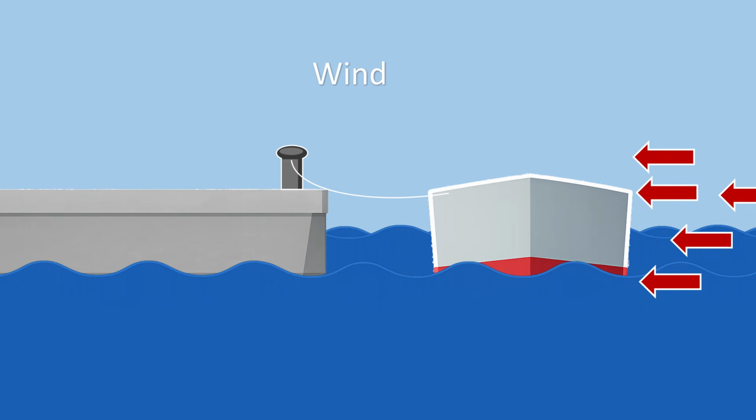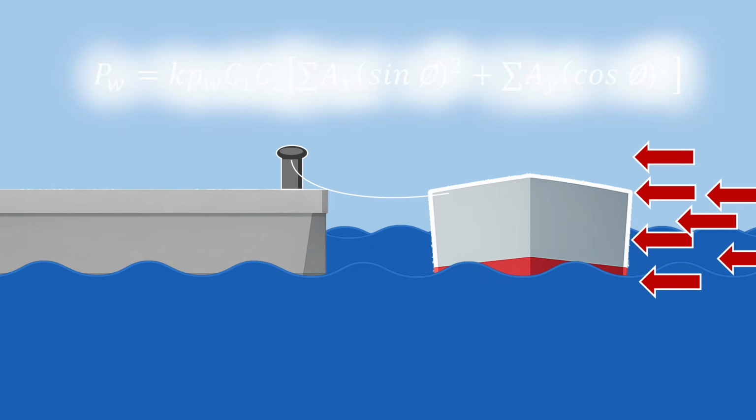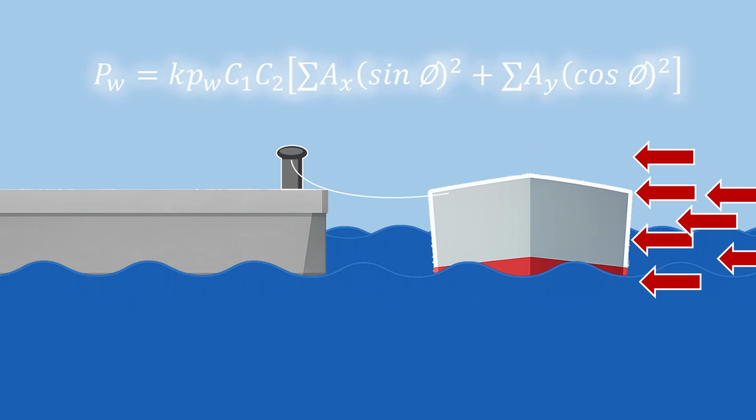Let us begin with wind, because in many practical cases, wind loading governs the entire mooring system. Wind does not act as a constant force. Its speed varies with time. Gusts appear, and the response of the ship depends strongly on the direction from which the wind is blowing. For this reason, port engineering does not treat wind as a simple static pressure.